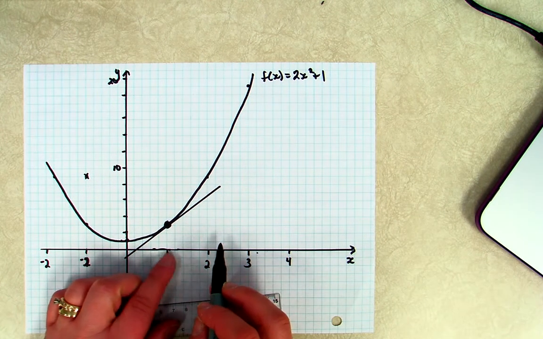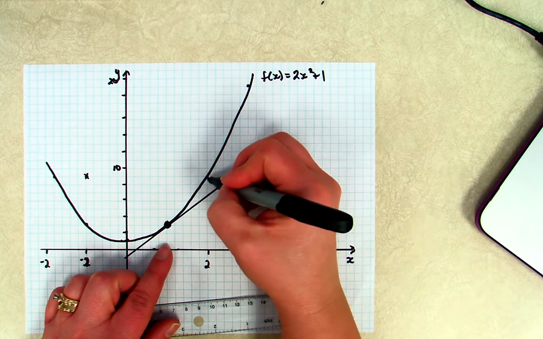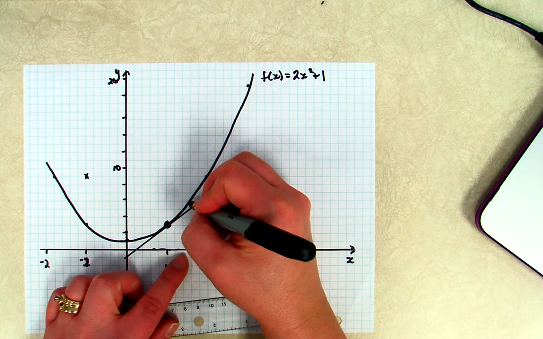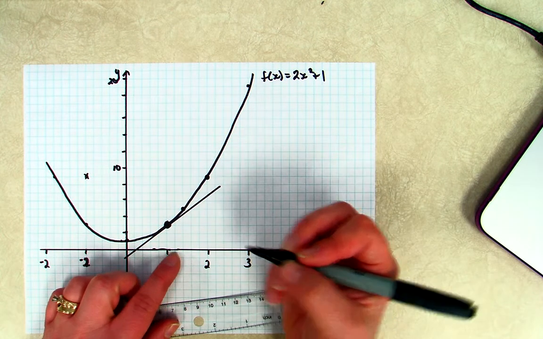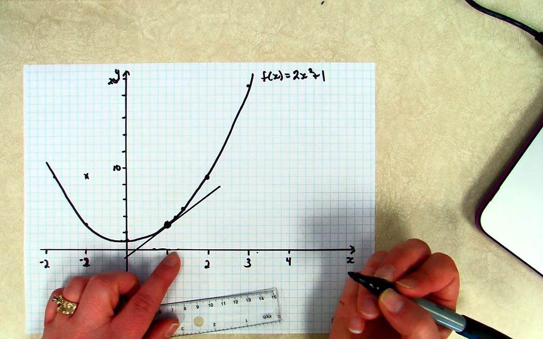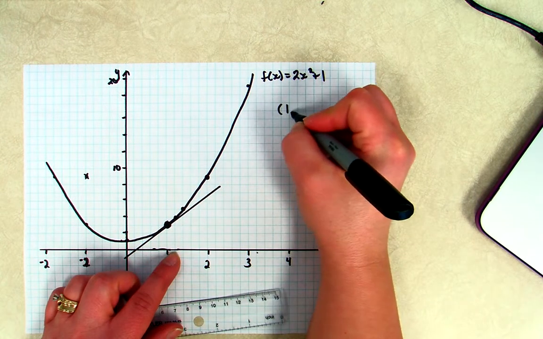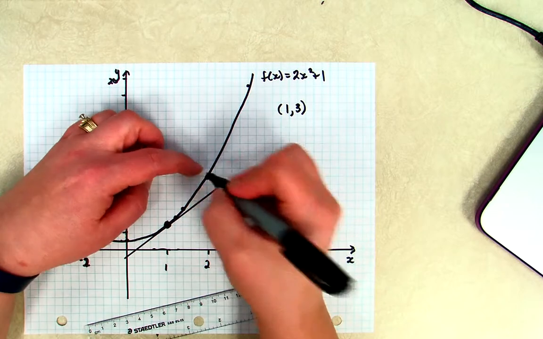So they asked me to pick 3 points on either side. So on this side, I'm going to start at 2, and then I'm going to pick maybe 2.4 and maybe 2.1. So here's my point that I'm interested in, which is at 1, 3, and I've picked 3 points.